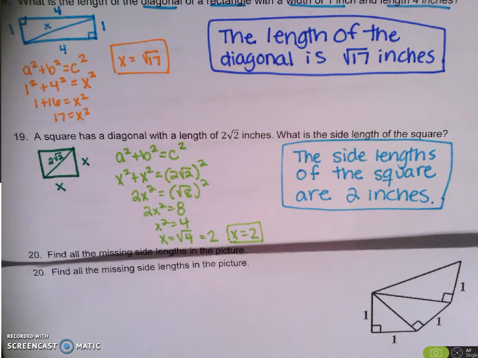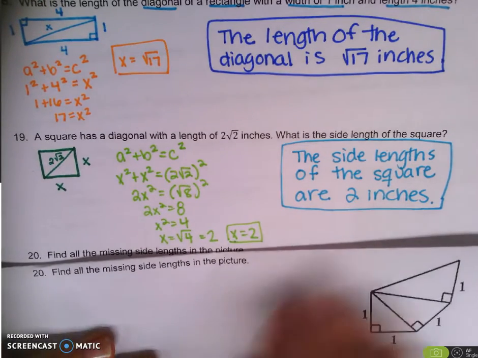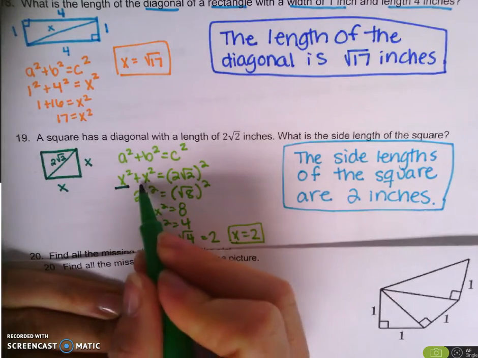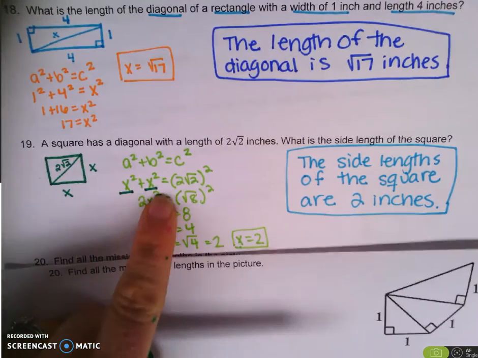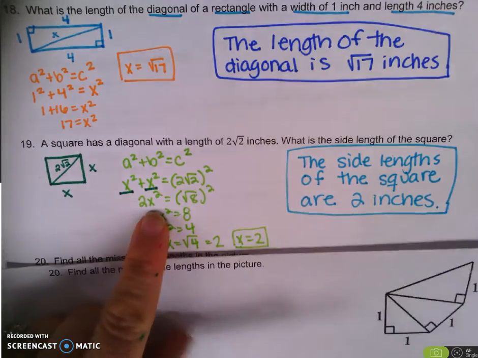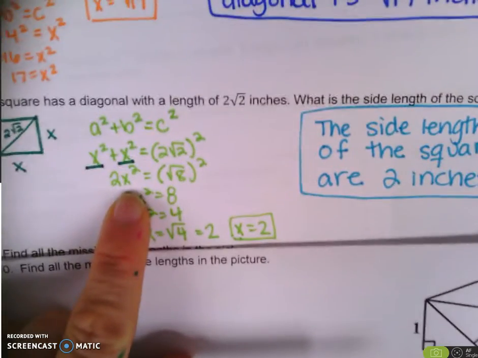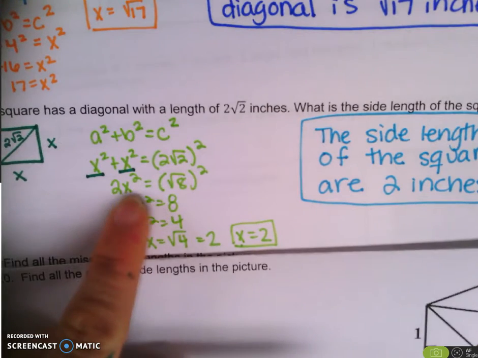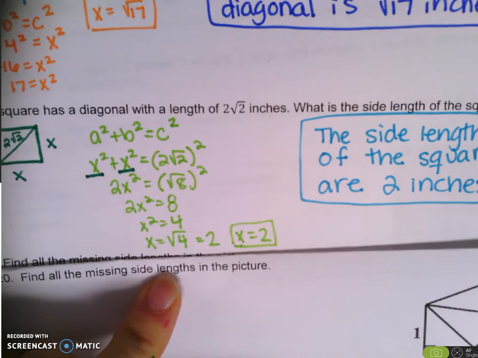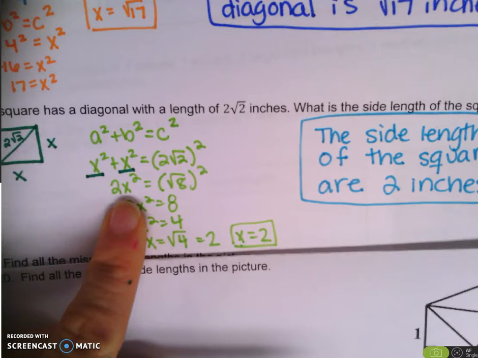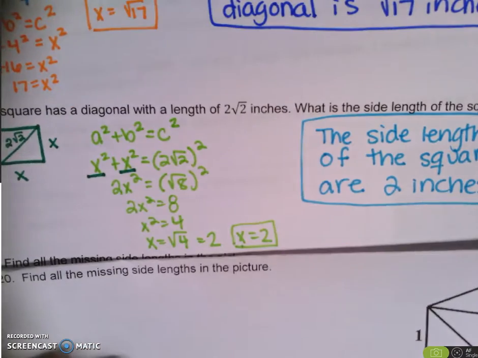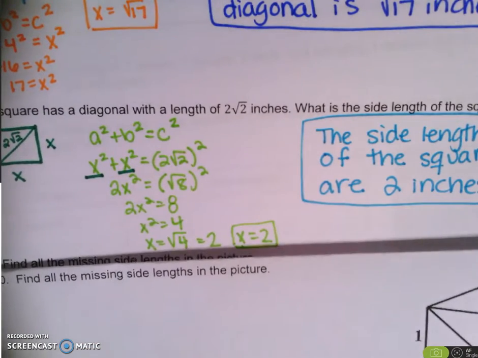Did you get the side lengths of the square are 2 inches? Awesome if you did. If you didn't, somewhere you could have messed up. Is there x squared plus x squared? If you have one x squared and another x squared, that's just 2x squared. I have a lot of people try to tell me that's x to the 4th. That's funny. So please notice here you have to divide by 2 first before you can take the square root of both sides. Awesome.